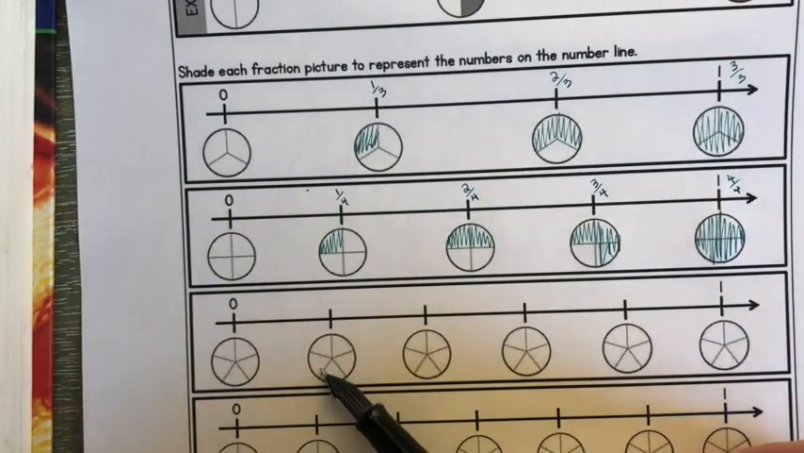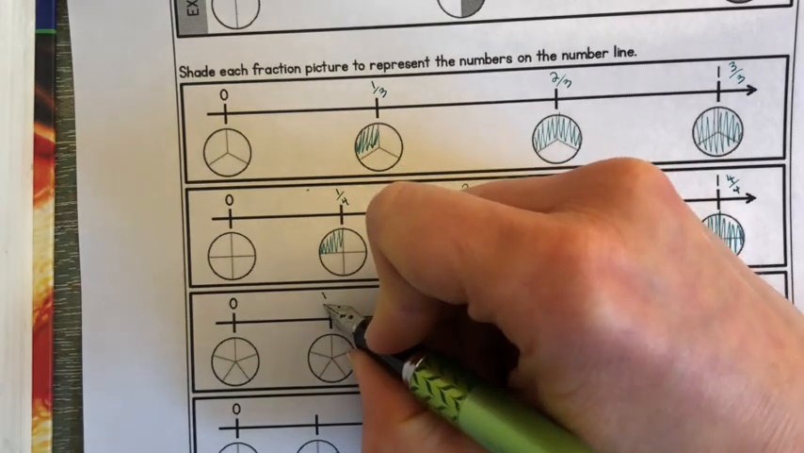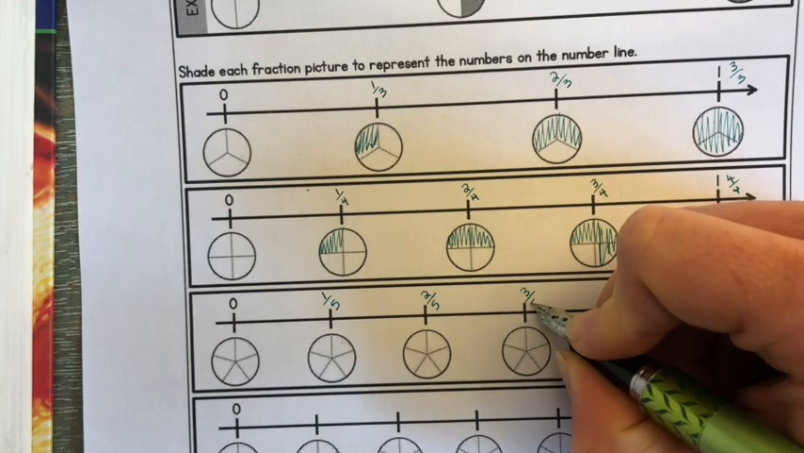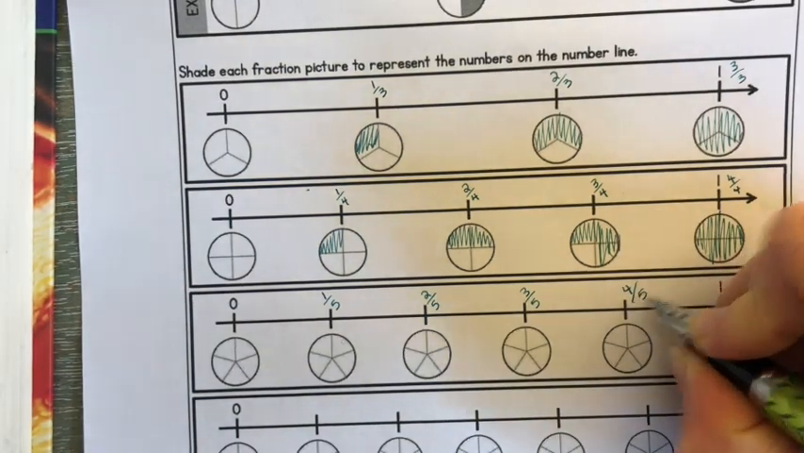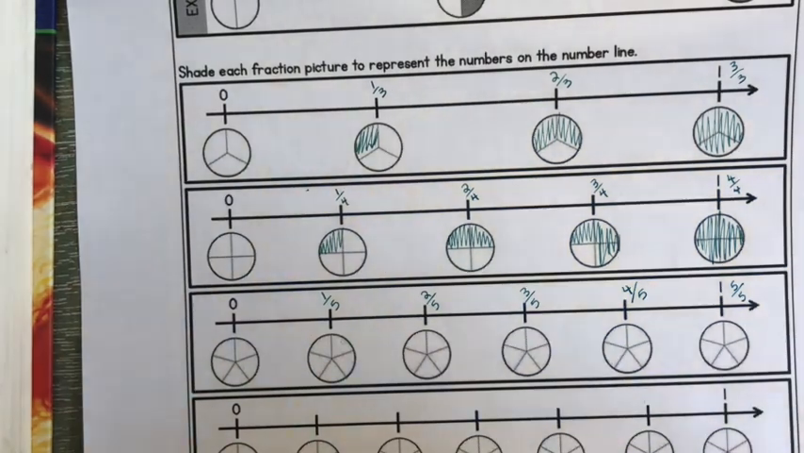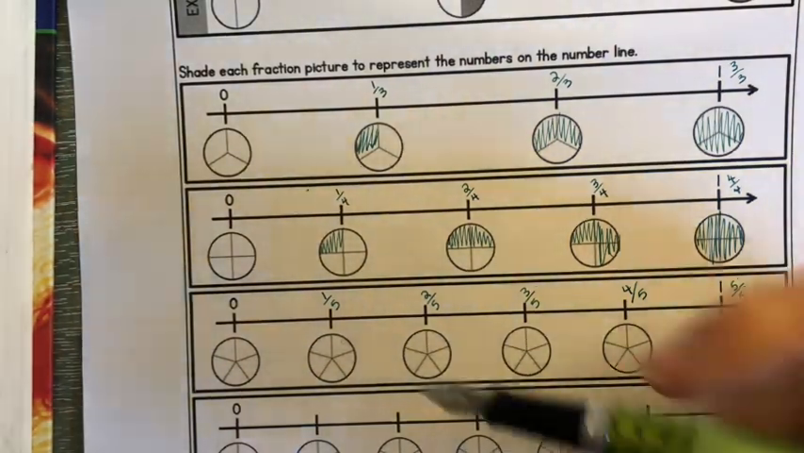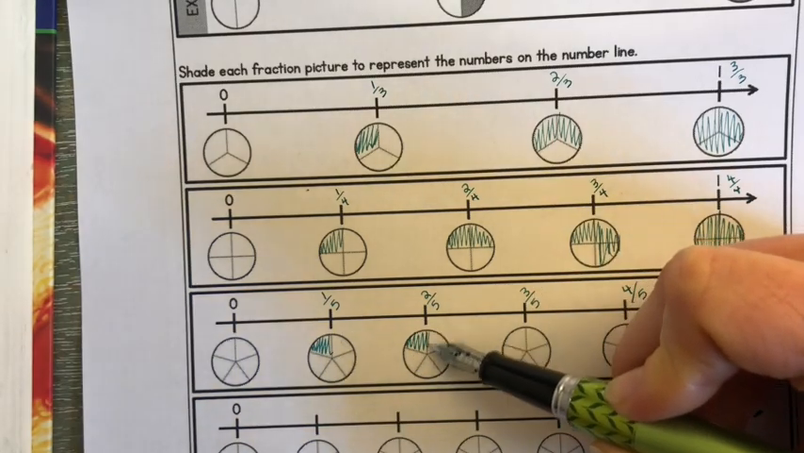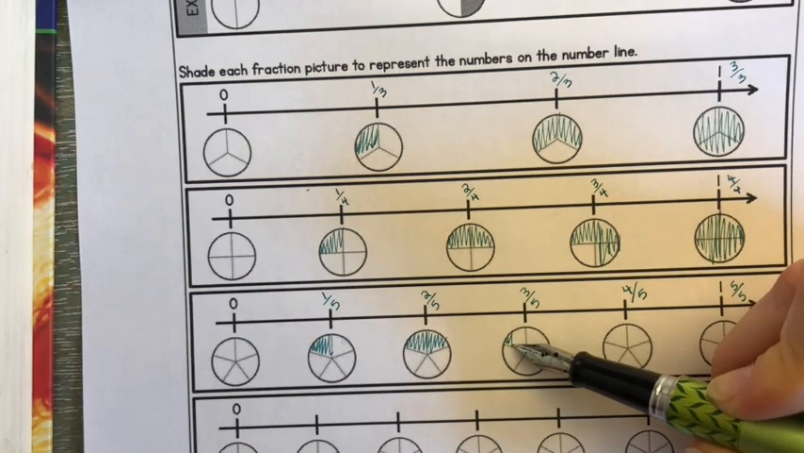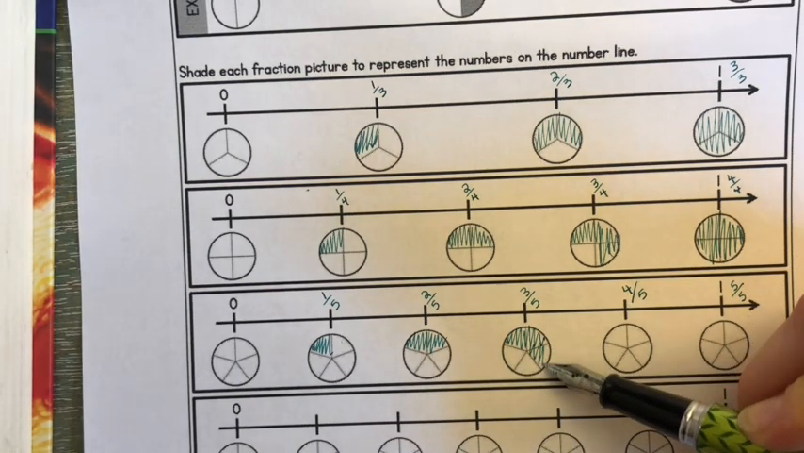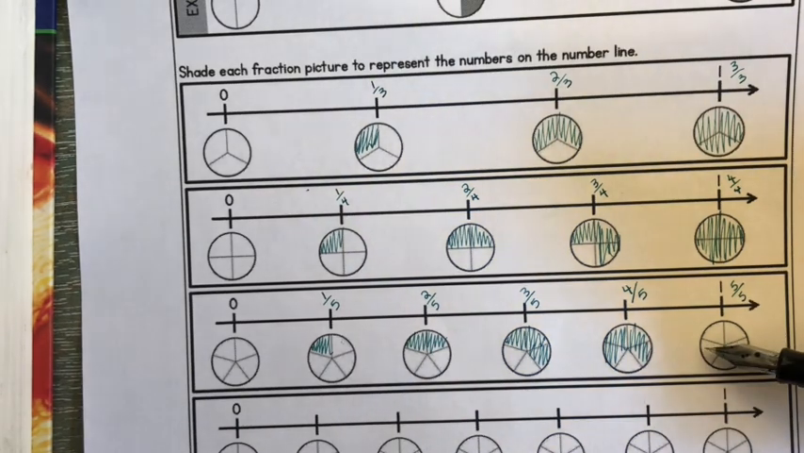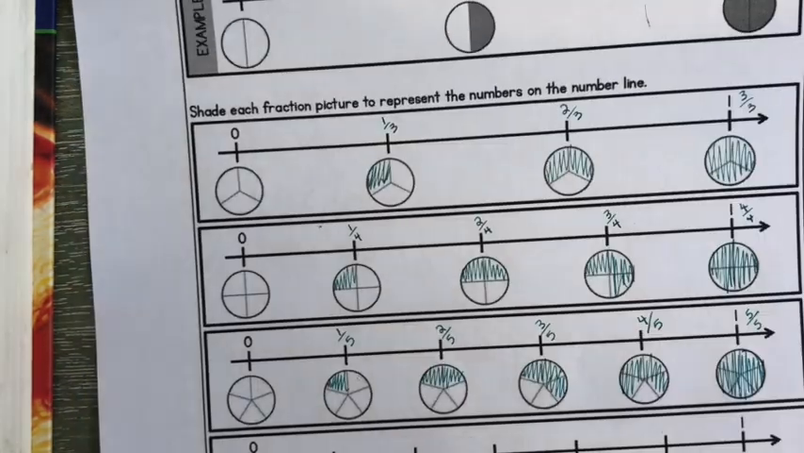Okay, so this one we have 1, 2, 3, 4, 5. So this would be 1/5, 2/5, 3/5, 4/5, and 5/5, which is the same as saying 1 whole, okay, because you have the whole thing. Now let's color them in. 1/5, 1, 2/5, 1, 2, 3/5. I've got 1, 2, 3, 4/5, and this one, whole thing. Whole circle. All right, on to the next one.